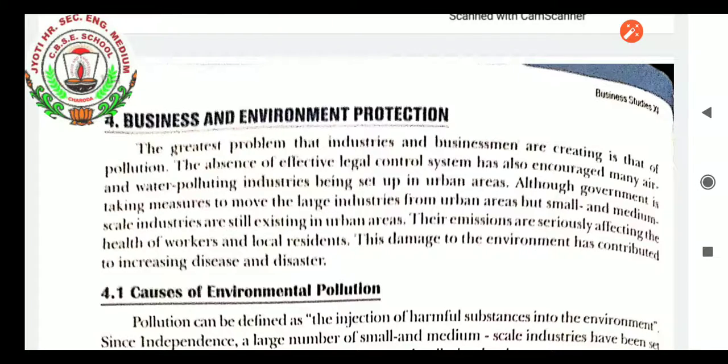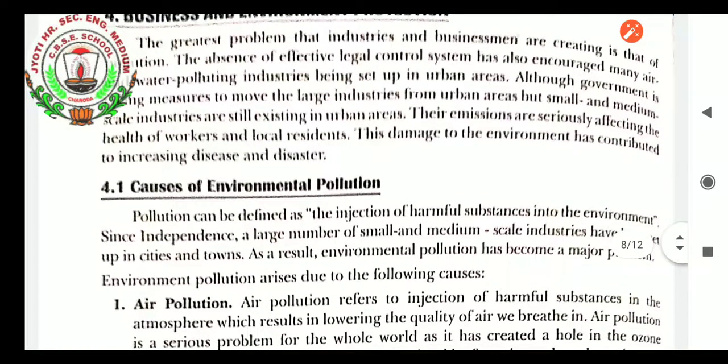Although the government is taking measures, industries still have to take care of proper treatment of the environment in which the business exists. The number of small and medium industries is less, but they are also creating problems for the environment. Large industries are still creating them, and their emissions are seriously affecting the health of workers. Not only the workers, but also the local residents and even the water bodies are affected by the industries.